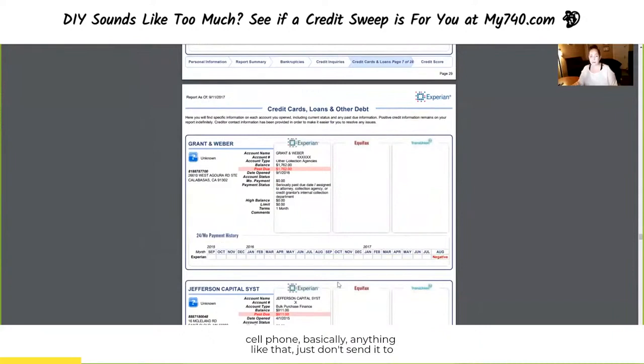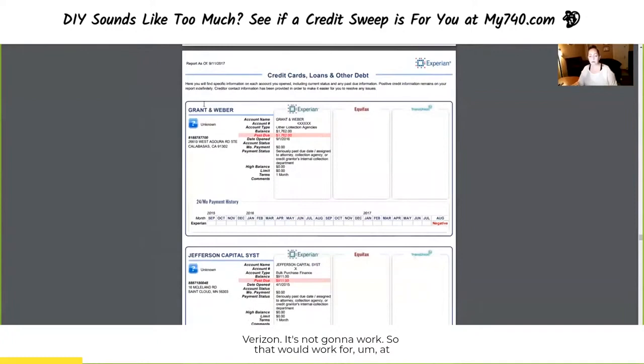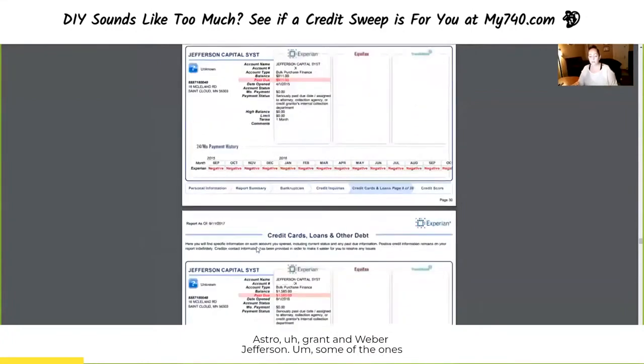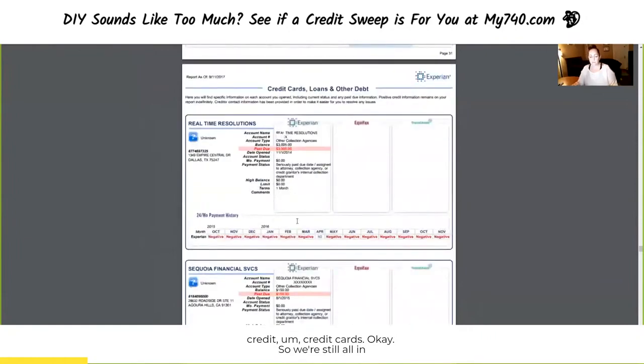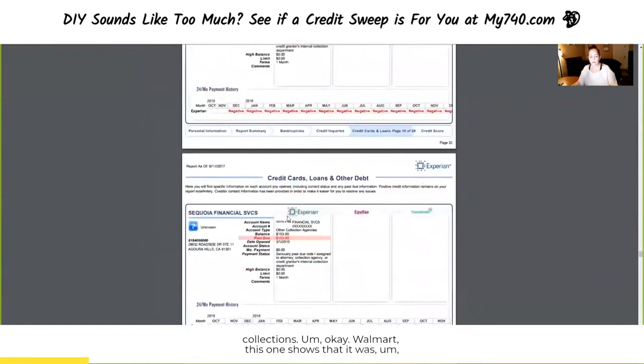Just don't send it to Verizon. It's not going to work. So that would work for Ad Astra, Grant and Weber, Jefferson, some of the ones that we already passed. Do not send it for companies such as Portfolio Recovery, LVNV Funding. Those are all for credit cards. Okay, so we're still all in collections.